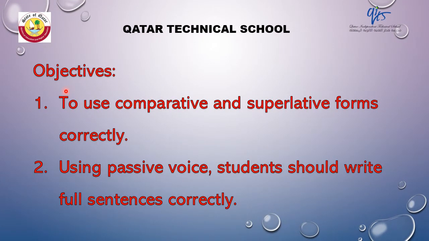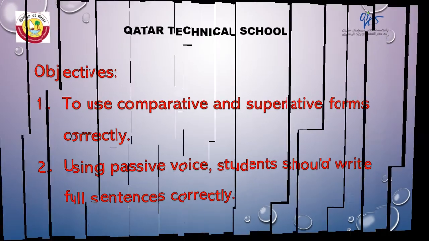Now, please, let's have a look at the objectives of our lesson. Number 1 is to use comparative and superlative forms correctly. Comparative means to compare two things, one thing to another thing. Superlative means to compare one thing to a group of things. The second objective is using passive voice. Students should write full sentences correctly.